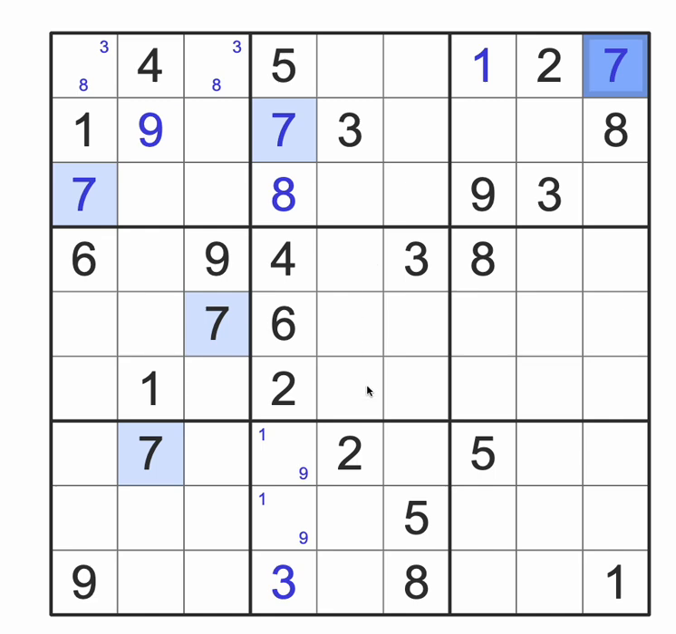And I can place 7 in box 5. To do that, I have to look at box 8 first, where this 7 blocks here. So 7 in box 8 will be here or here. So these cannot be 7. And this 7 blocks here. That gives me 7 here. And this 7 and this 7 will block these. And this 7 blocks here. So here comes 7.